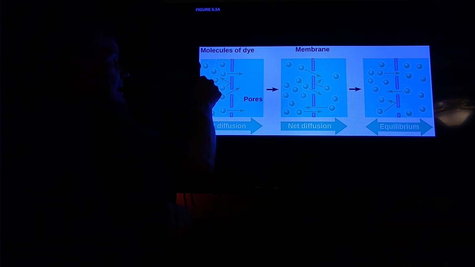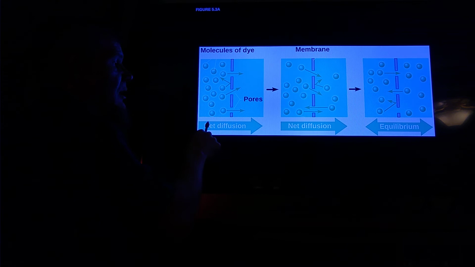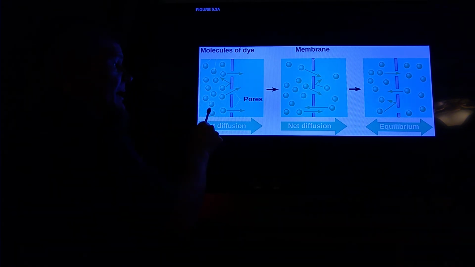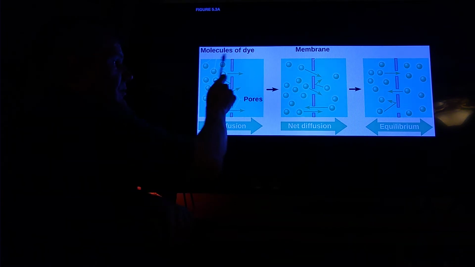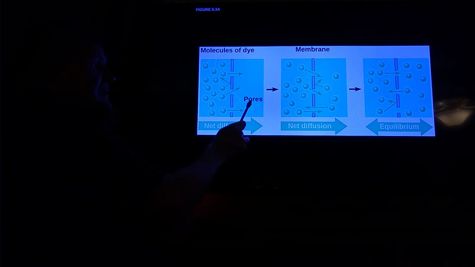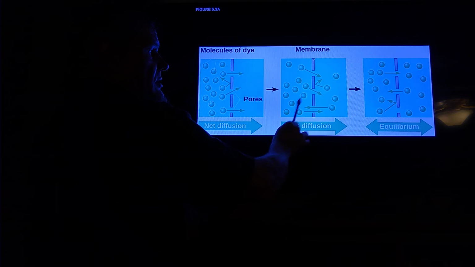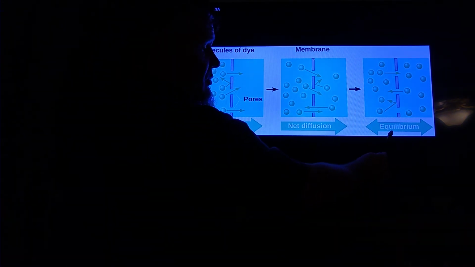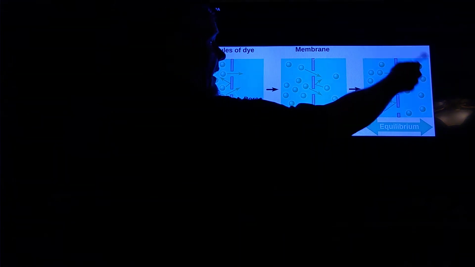And so as these molecules are constantly moving, they will hit each other and will sometimes bounce away in different directions. And what will happen is these particles will start bouncing from where there's a lot to where there's less. And so it moves from where there's a lot to where there's less until what state happens? Until we reach what's called equilibrium, until they are equal.